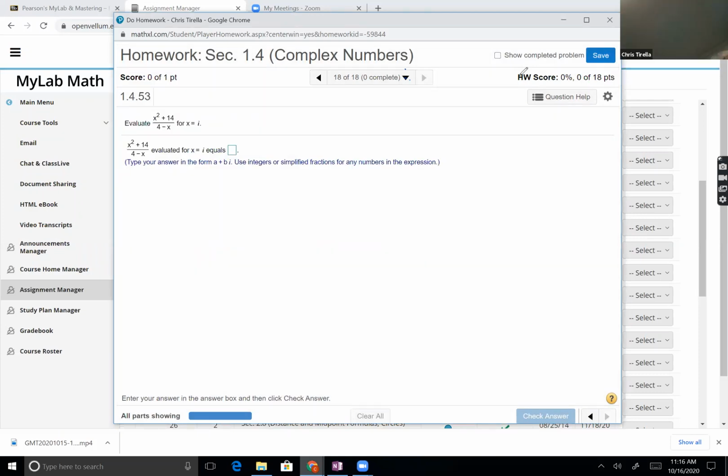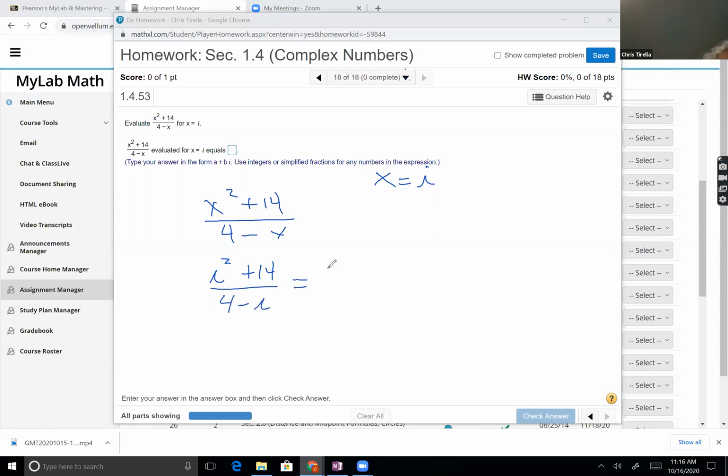Okay, we want to evaluate, here we've got x squared plus 14 over 4 minus x, and we're told that x is i. So substituting, that's i squared plus 14 over 4 minus i. What's i squared? Negative 1. So negative 1 plus 14, beautiful, over 4 minus i. Oh, that's simple. Isn't that simple? Simple substitution, yes, but we're not quite done yet because we still have the i in the basement.